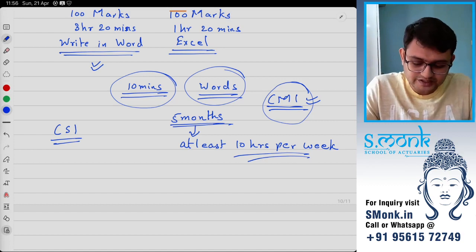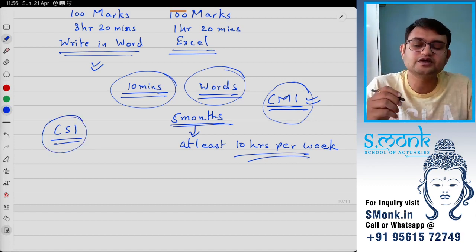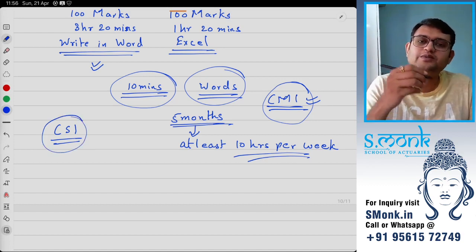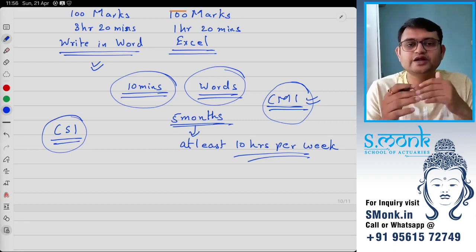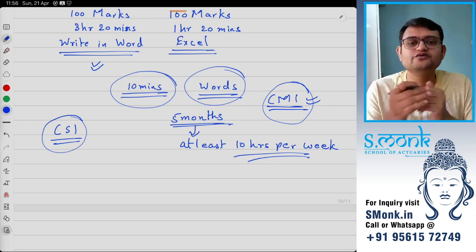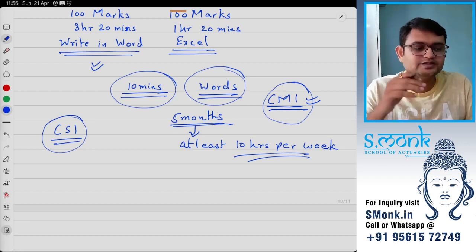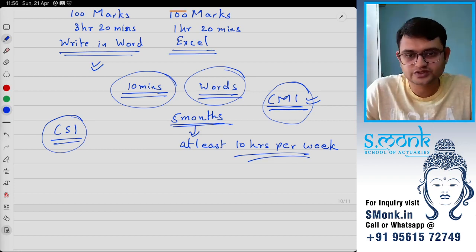Okay, but sometimes people get confused about how to apply this in real life. They don't get that idea. They don't understand how the actuarial world will work with this statistics. In CM1 they get an idea about it.